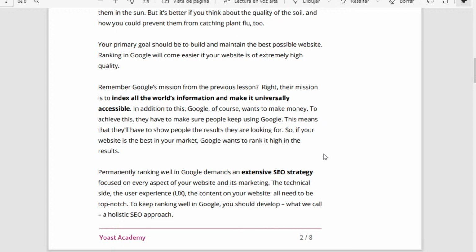Permanently ranking well in Google demands an extensive SEO strategy, focused on every aspect of your website and its marketing. The technical side, the user experience, UX, the content on your website, all need to be top-notch. To keep ranking well in Google, you should develop what we call a holistic SEO approach.